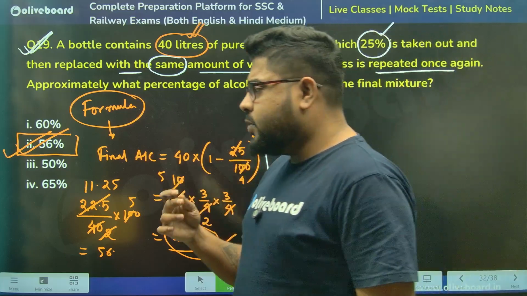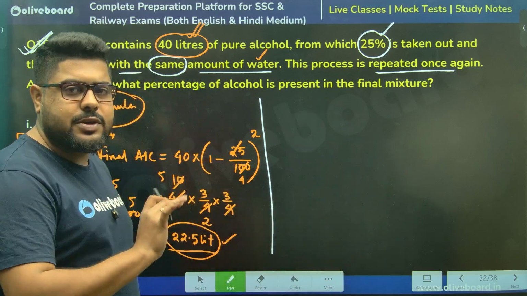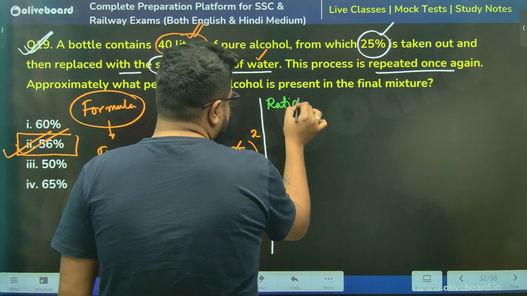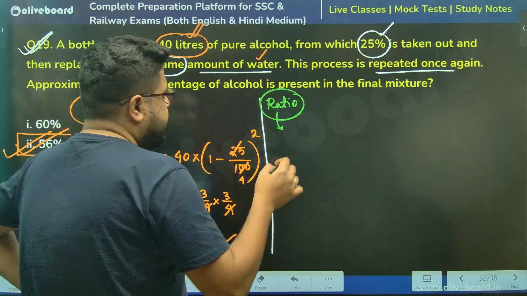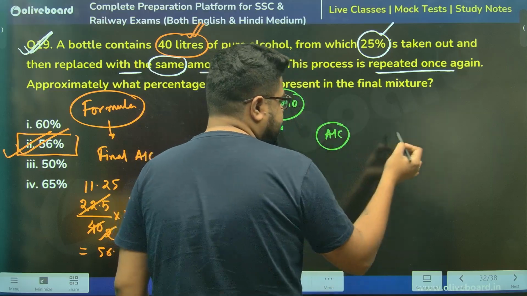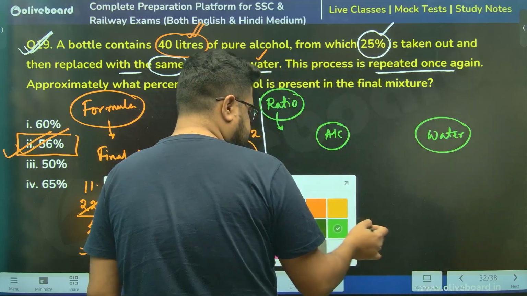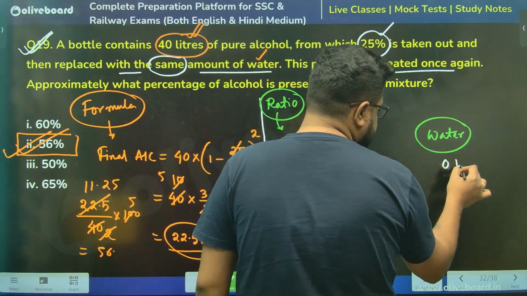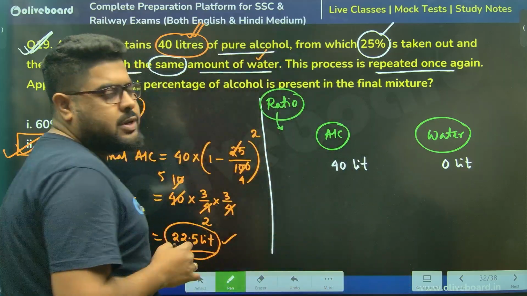Now, many people say, no sir, I'll not use the formula. Okay, that's also good. I'm not saying that's bad. If I want to solve this using ratio, without using the formula, how can I do this? Initially, I'll say alcohol and water. What are the initial quantities? Initially we have 40 liters of alcohol and 0 liters of water, because it is 40 liters of pure alcohol.